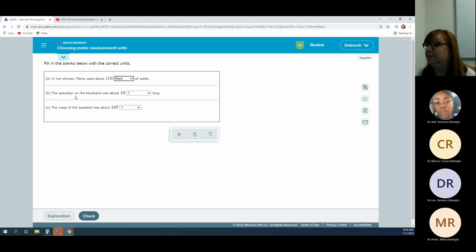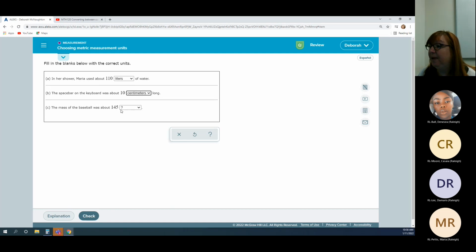And then the space bar on a keyboard is about 10. So the space bar is about the length of a pen. I would measure that in inches. So this would be measured in centimeters. Remember, a centimeter is about half an inch. So 10 centimeters would be about 5 inches.